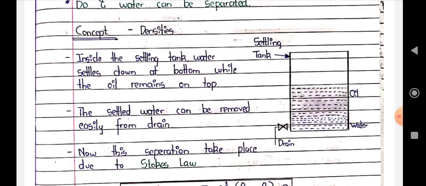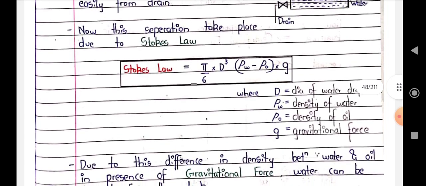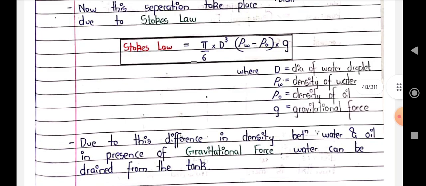Now this separation takes place mainly due to Stokes law. According to Stokes law, pi by 6 into d cube is equal to rho w minus rho o into g. Here d means the diameter of the water droplet, rho w means the density of water, rho o means the density of oil, and g means gravitational force. Due to this difference in density between water and oil, in the presence of gravitational force, the water settles at the bottom and oil stays on top, so water can be drained from the tank.